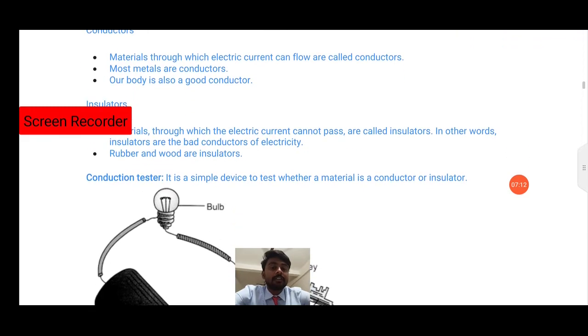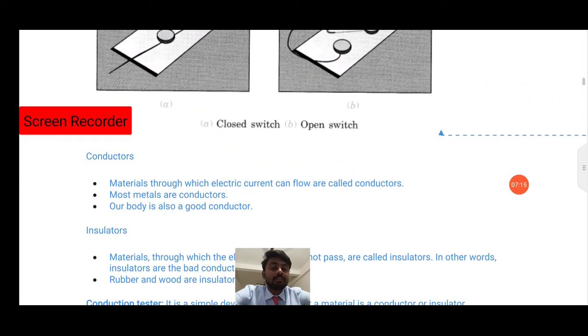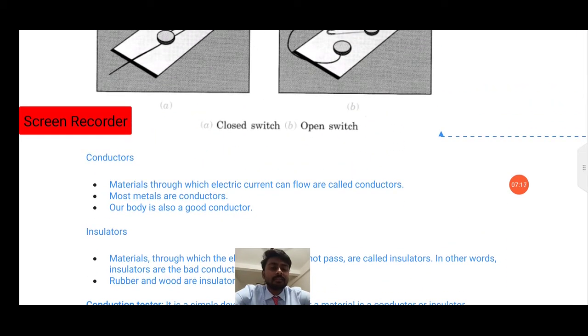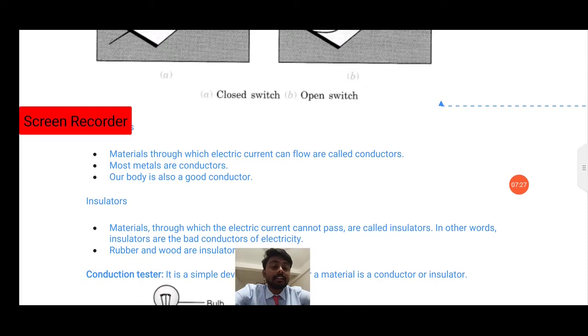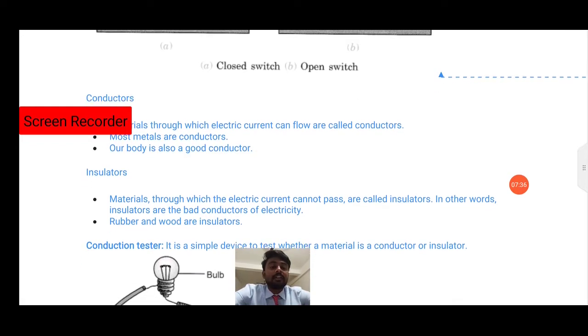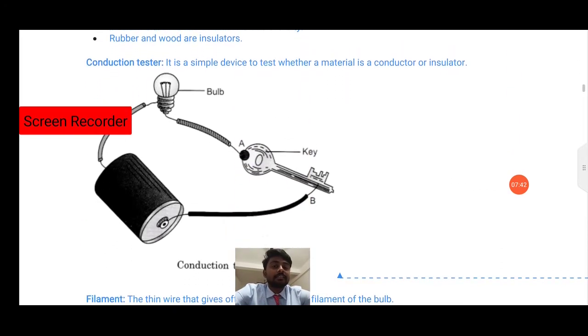Okay, all of you understand about conductors and insulators. These are two very important things. Materials through which electric current can flow are called conductors. The materials through which electric current cannot pass are called insulators. In other words, insulators are bad conductors of electricity.